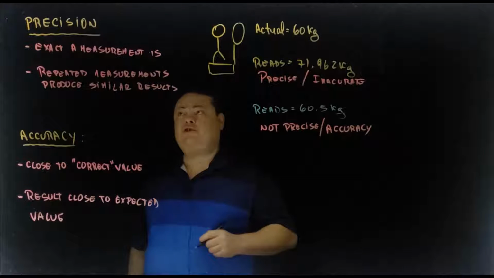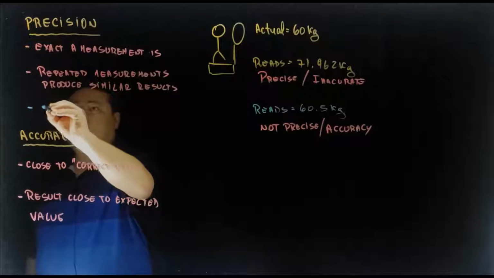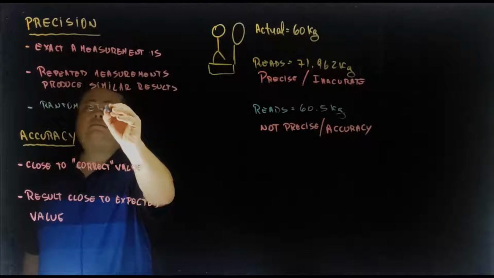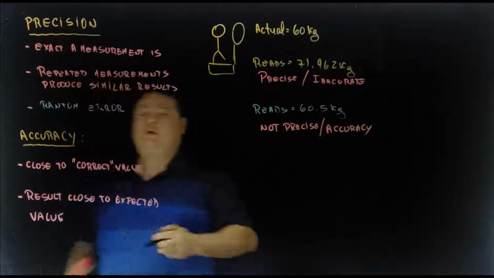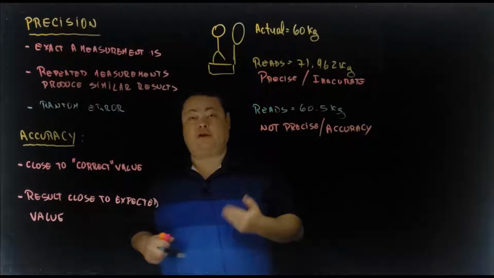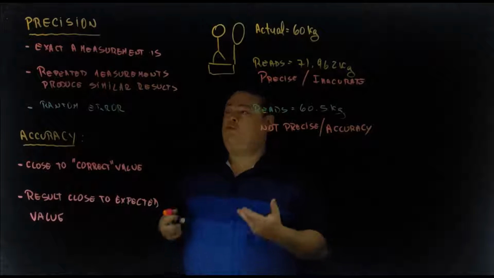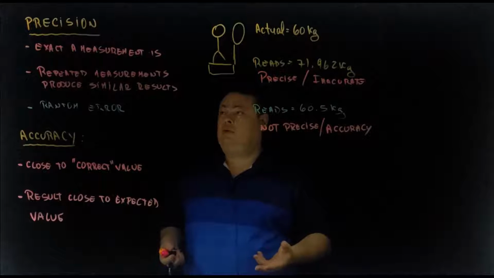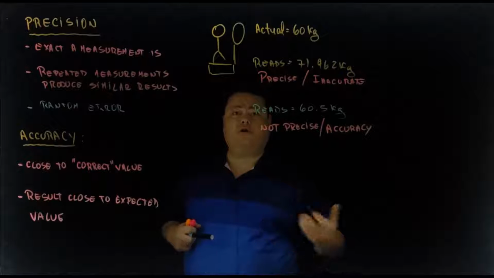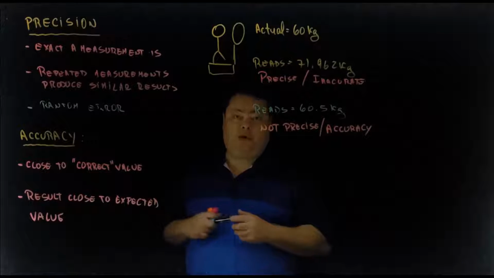When we connect this now to our idea of errors, precision is related to random error. Usually an experiment that is very precise will produce small random error. An experiment that is not precise is related to large random error, caused by large random error.